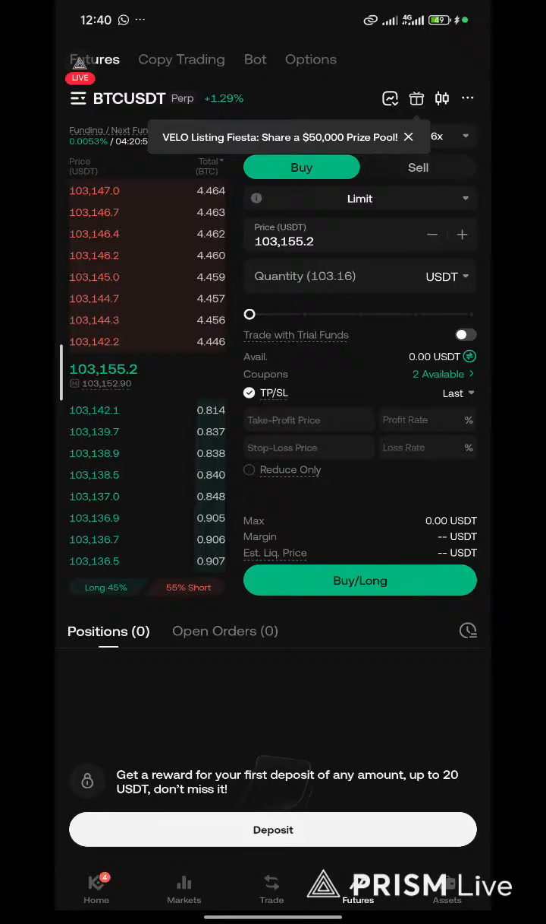So this is where we're going to make the trade. This is where we're going to make the analysis and everything.